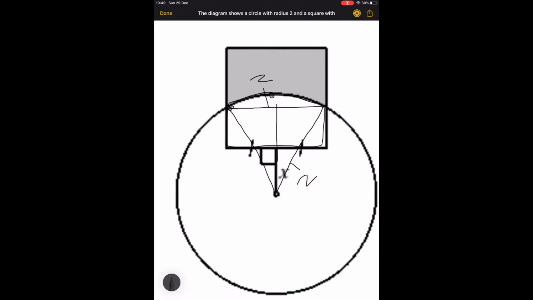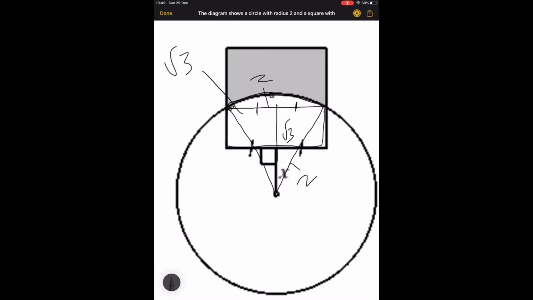So we know that if the whole thing is 2 and we've just split it in half, then this base would be 1 and that base would be 1. So doing Pythagoras theorem, 2 squared minus 1 squared, you would eventually get root 3. So that would be your height. Then you can find the area of your triangle. The area of this triangle would be 2 root 3 over 2, because it's base times height over 2, which eventually is just root 3.